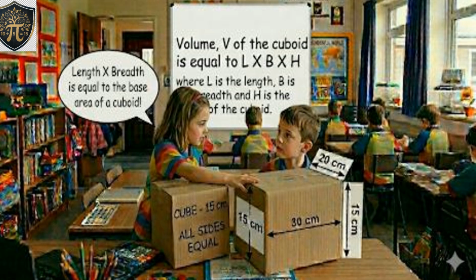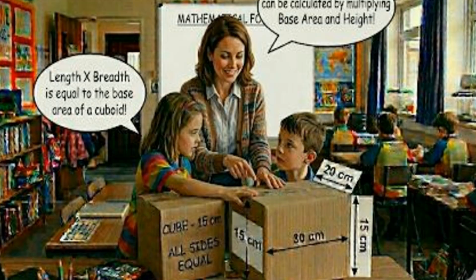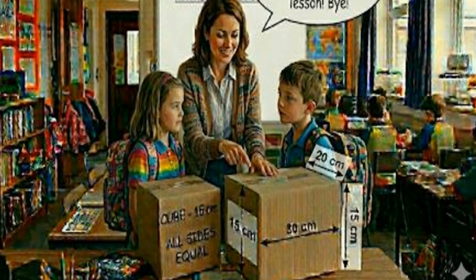Fantastic! Now let's learn how to find the volume of a cuboid. To find the volume of a cuboid, we must use the formula V equals L times B times H, where L is length, B is breadth, and H is height. The formula for the volume of a cuboid is V equals L times B times H. We multiply the 3 dimensions together. Here's an example. If L equals 5, B equals 4, and H equals 3, what is the volume?